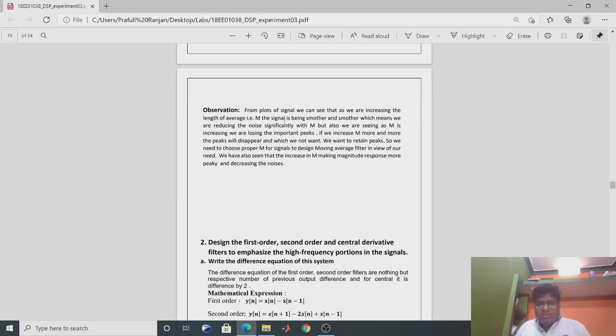So from plots of the signal we can see that as we are increasing the length of average, that is M, the signal is becoming smoother and smoother, which means we are reducing the noise significantly with M, but also we are seeing as M is increasing we are losing the important peaks. If we increase M more and more, the peaks will disappear, which we do not want. We want to retain peaks, so we need to choose a proper M for signals to design the M point moving average, which we have already discussed. So we will move to the second part.